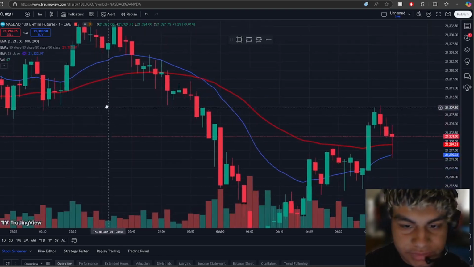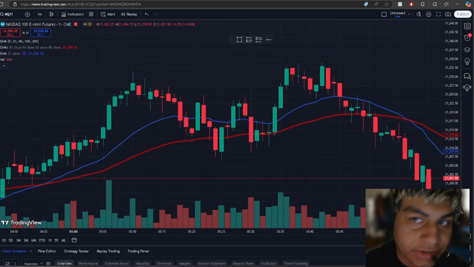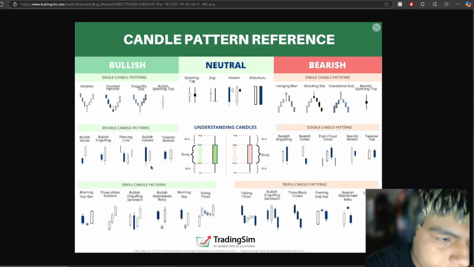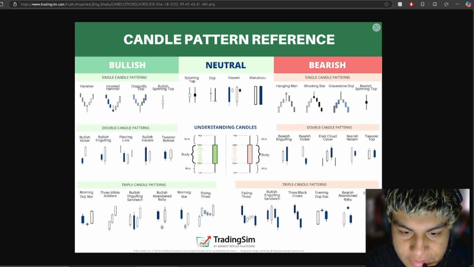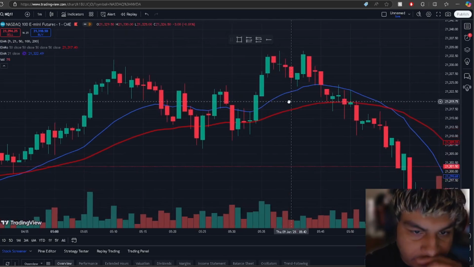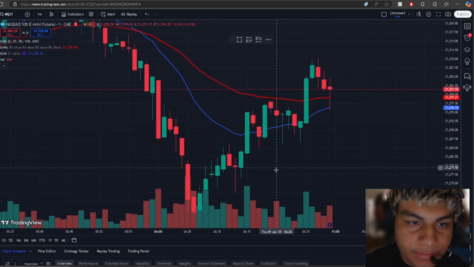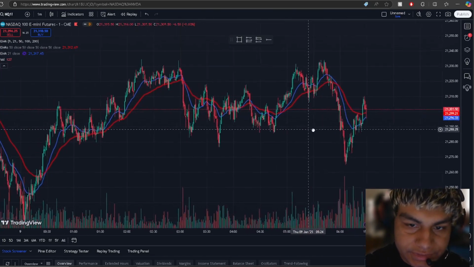People don't trade patterns. That's not all that trading is. This is just the basics. So you can take a screenshot of this, maybe look at it, study it, but this is the basics of candles. So now that you know the basics of that, let's go to simple support and resistance.